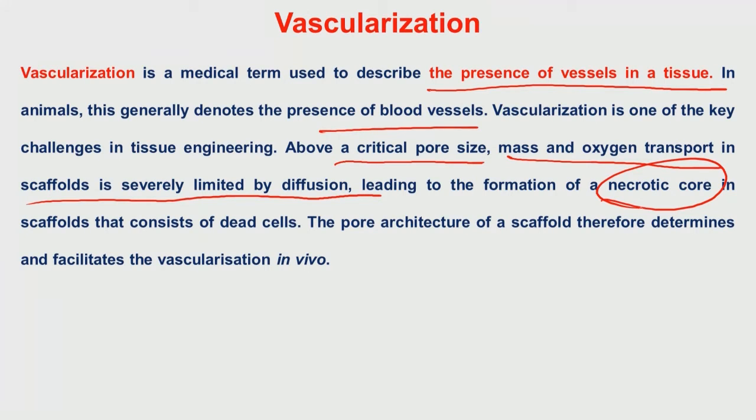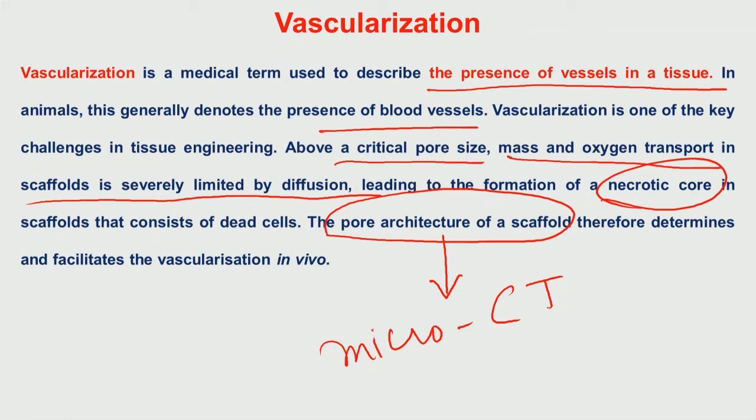That facilitates dead cell formation. The pore architecture in 3 dimensions is mostly revealed by a technique known as microcomputed tomography. Microcomputed tomography gives you both qualitative and quantitative results of the porous architecture in scaffold materials.